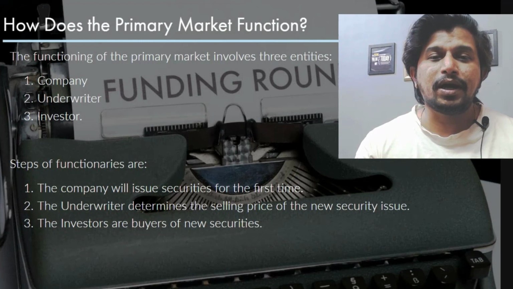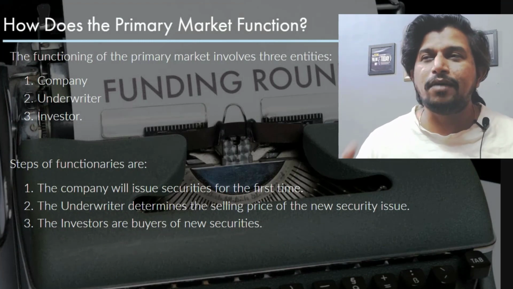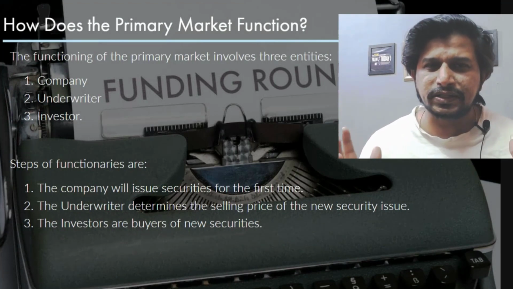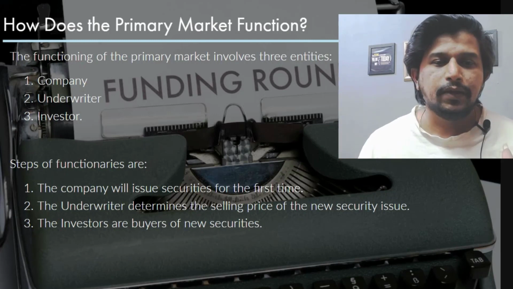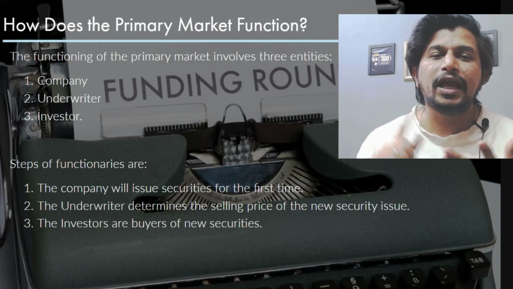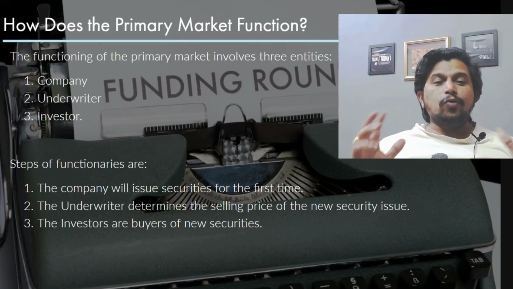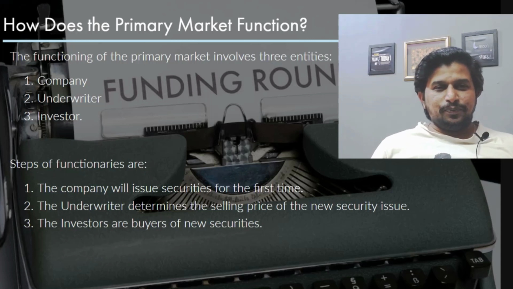How does the primary market function? A company wants to list their stocks, so they come to the primary market, and there are companies, underwriters, and investors. So how does the primary market function?